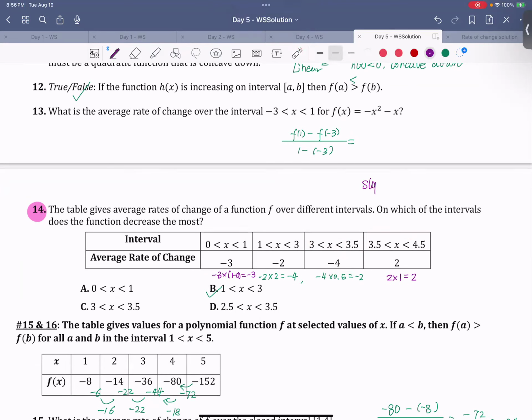Slope is rate of change. It is delta y over delta x. Decrease the most is asking for your delta y. Delta y is the slope times delta x. Your delta x is 0.5, delta x is 2, delta x is 1, delta x is 1. Right, makes sense now? Okay.